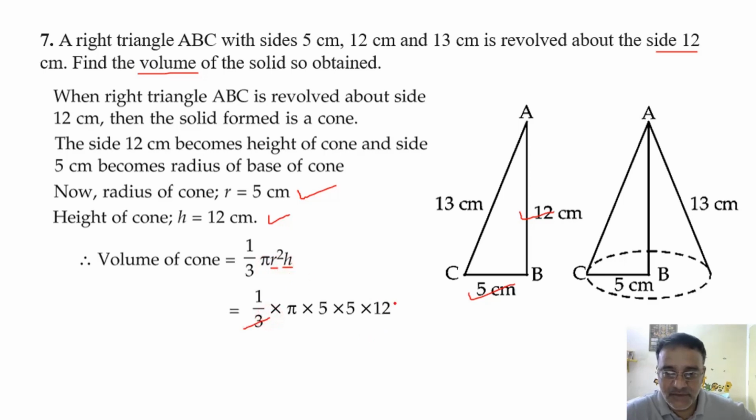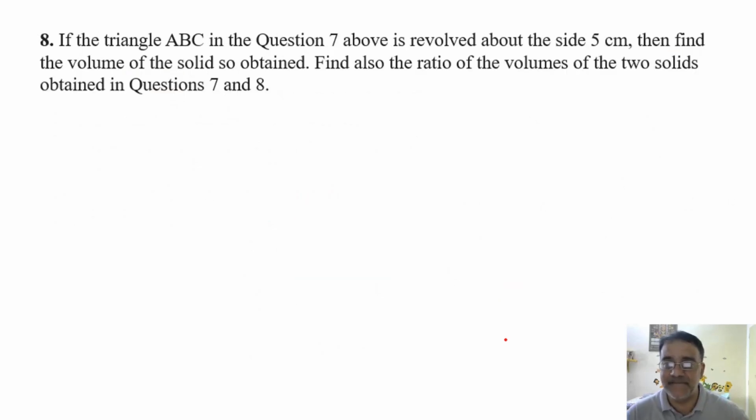So this 12 can be cancelled with 3 and we are getting 4. So 5 into 5 into 4 is 100. So the final answer is 100 pi centimeter cube. So this answer is given in the book. Okay, so you can substitute the value of pi as 22 by 7 if it is not given. Otherwise, if it is given as 3.14, you have to substitute 3.14. Whether this answer is clear, all of you? Yes, sir. Okay. Now the next question is based on when we revolve about the side 5 centimeter.